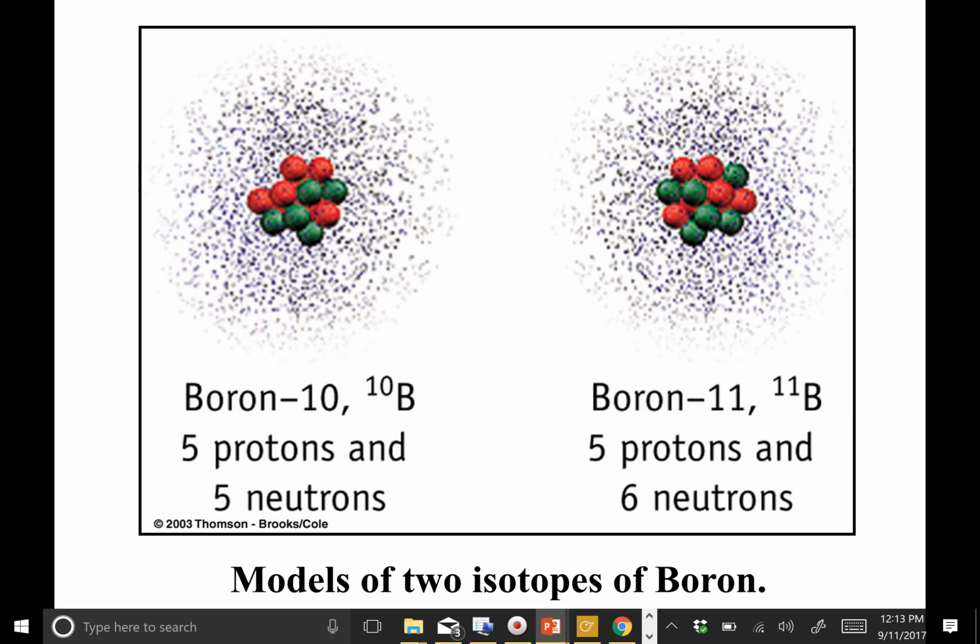Here's boron, boron-10 and boron-11. Again, boron's got the number 5 up there, so it's got 5 protons in its nucleus. These both have 5 protons, but to make a mass number of 10, this one has 5 neutrons. To make a mass number of 11, this one has 6 neutrons.